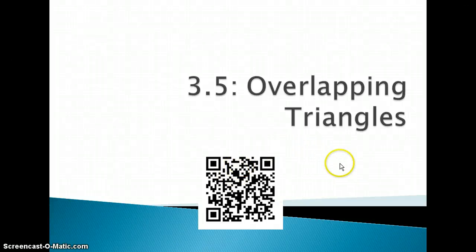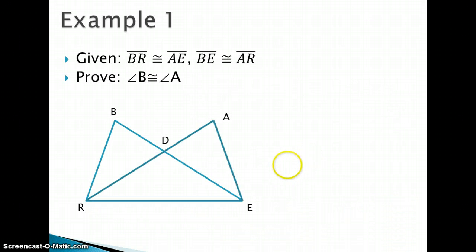Welcome to section 3.5, which is overlapping triangles, and today we're looking at what happens when we have more than one triangle sharing a common space. Our goal today is to be able to figure out what those triangles are and to be able to prove them congruent. So as far as the proofs go, there's absolutely nothing new. If I gave you the diagram and separated those triangles out for you, you'd easily be able to do these proofs. The trick is going to be able to visually pick those out, and that's what we're going to work on today.